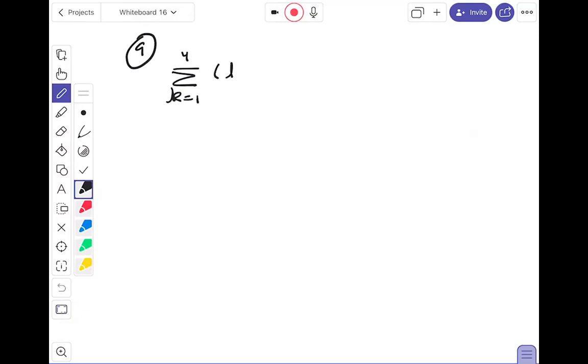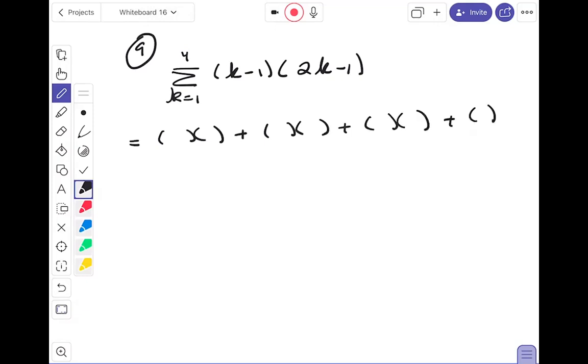And what do you have here? k minus 1, 2k minus 1. Well, I'm going to write the terms down, and each term has 2 factors in it. And how many terms are there going to be? Well, they're starting with 1, and they're stopping at 4, which means there'll be 4 terms. Very simple counting. I'm going to do one thing at a time. I'm going to put out what I'm doing. This first factor over here, if k is 1, 1 minus 1 would be 0.